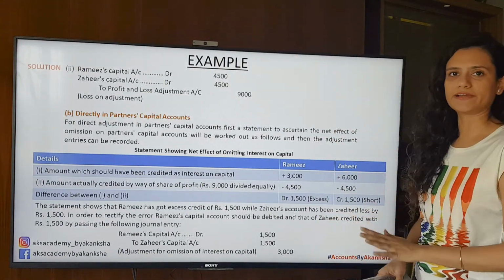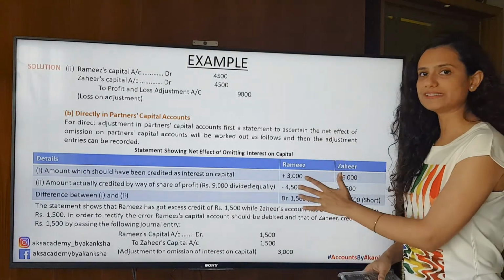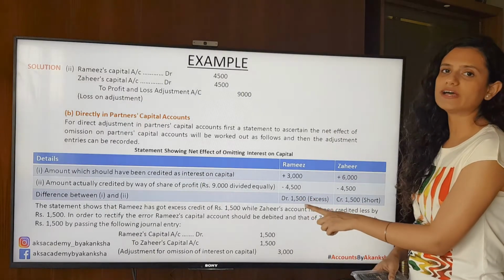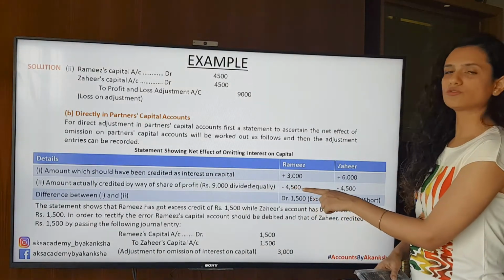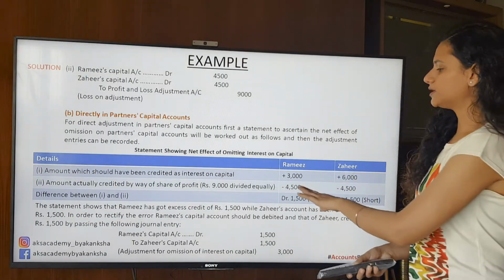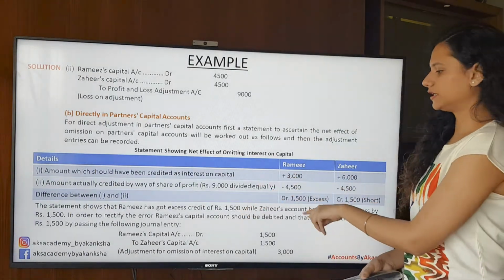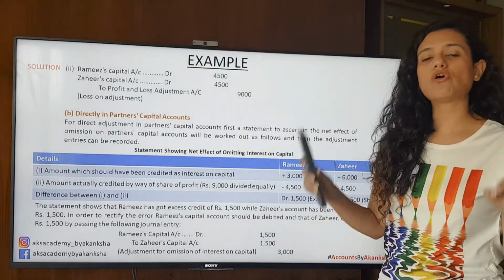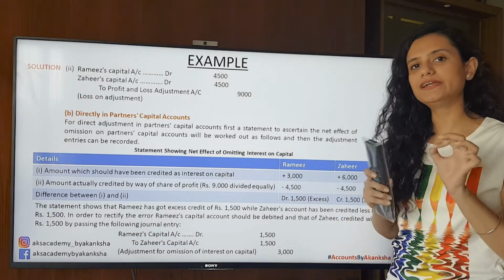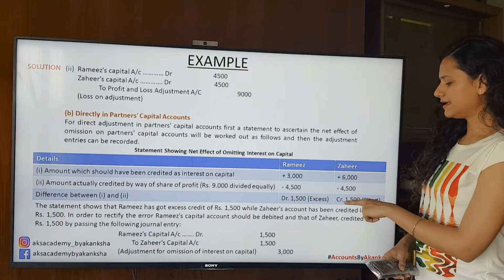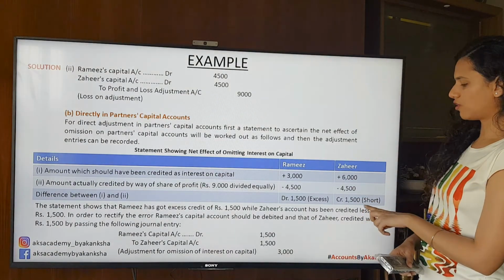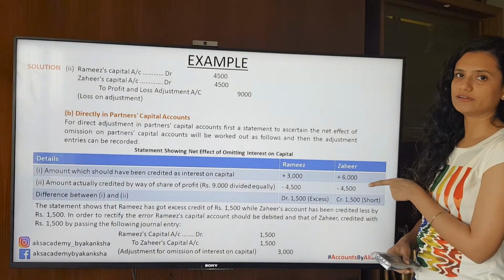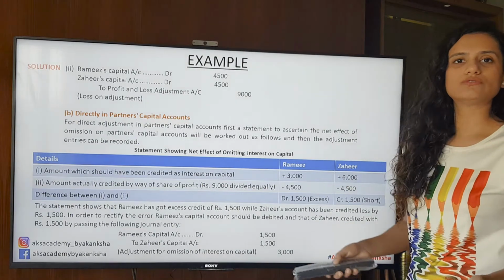The net effect. Now let's look at the net effect for Rameez as well as Zahir. So for Rameez, if you see, he had an excess of 1,500, because look, he had taken 4,500 more. Now when we took those back from him and gave 3,000, 1,500 rupees is excess with him. Hence he will be debited because all gaining partners shall be debited. And Zahir, he is going to be credited. Why? Because he is falling short of 1,500. Why? Because he had taken 4,500 but he deserves 6,000.